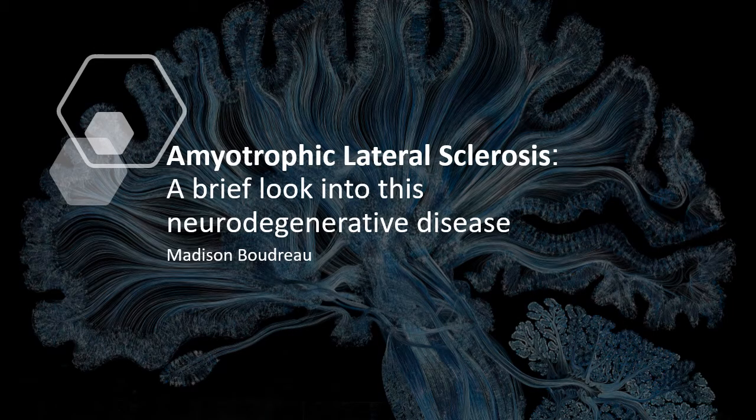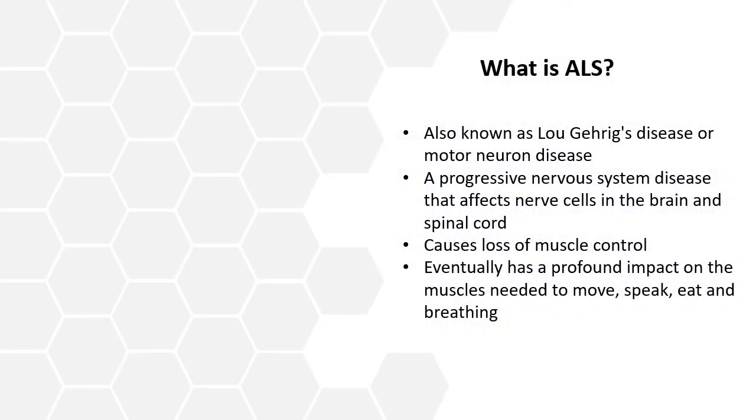Amyotrophic Lateral Sclerosis, a brief look into this neurodegenerative disease. What is ALS? ALS, also known as Lou Gehrig's disease or motor neuron disease, is a progressive nervous system disease that affects the nerve cells in the central nervous system. It causes loss of muscle control, which can eventually have a profound impact on the muscles used for vital everyday activities. These include moving, speaking, eating, and breathing.